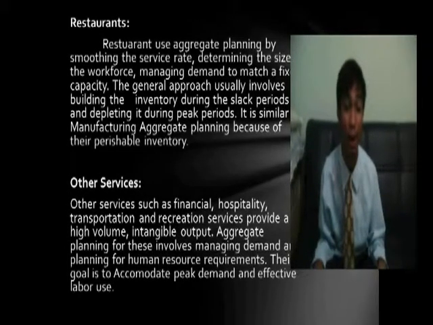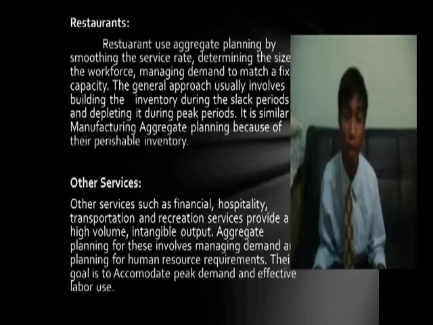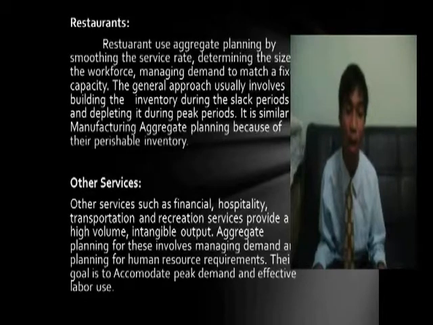Fourth, the other services. Other services such as financial, hospitality, transportation, and recreation services provide a high volume of intangible output. Aggregate planning for this involves managing demand and planning for human resource requirements. Their goal is to accommodate peak demand and effective labor use.